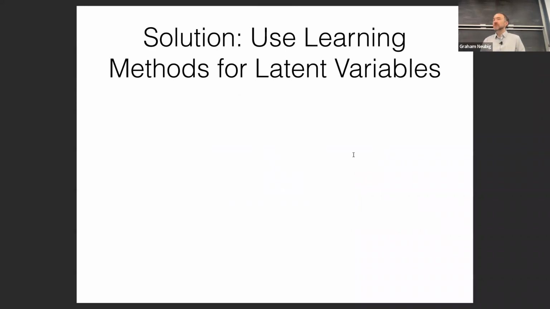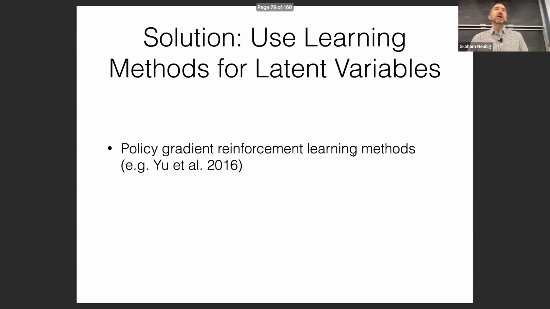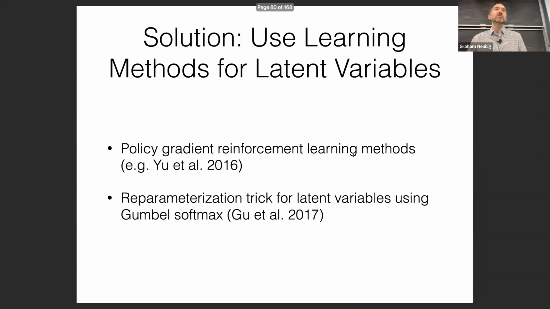So basically, we solve this in the same way that we would solve anything else. We can use learning methods for latent variables. We can use policy gradient-based reinforcement learning methods, like we talked about 2 classes ago. We can use the reparameterization trick for latent variables, like the Gumbel softmax, like we talked about 1 class ago. It's not like these solve all of our problems, but they're the standard tricks that we use in the other varieties of learning algorithms where these problems crop up. So you should already be familiar with them.